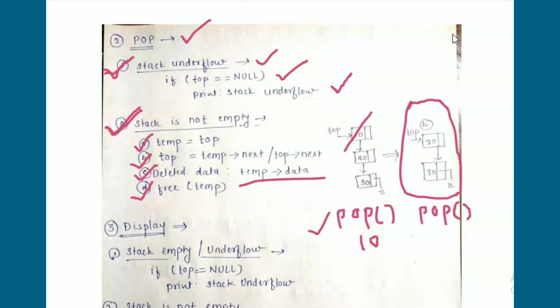After performing this pop operation, your stack status will be like this. So again, if I want to perform the pop operation, now my top is 20, so it is removed, and your 30 becomes the new top of the stack. So now your top is pointing to 30.